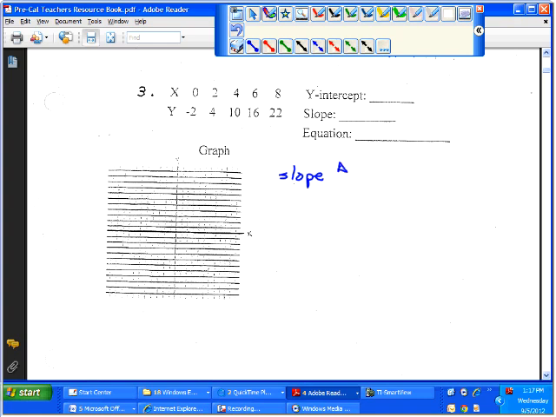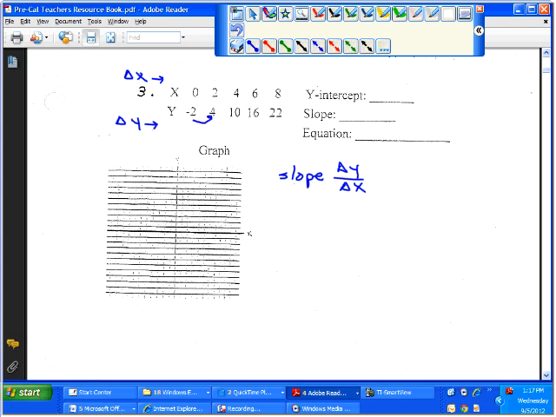Slope is change in y over change in x. And the reason we said change in y, change in x is that's how we're going to find it in the table, right? So we're going to look for the change in y and the change in x pattern in our table, and that's our slope.